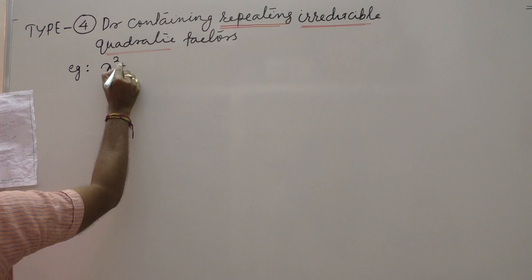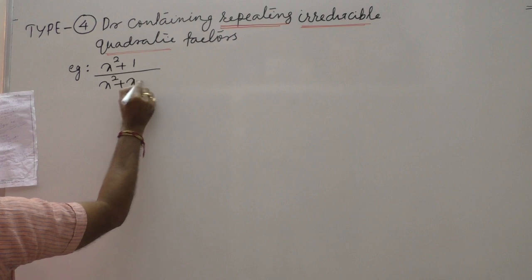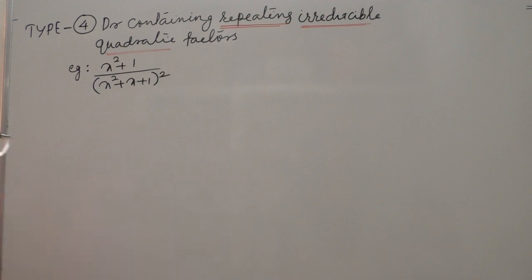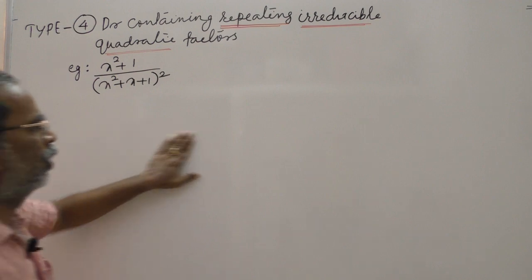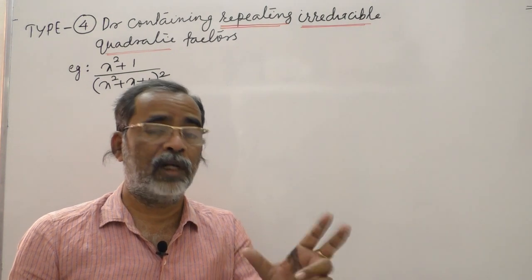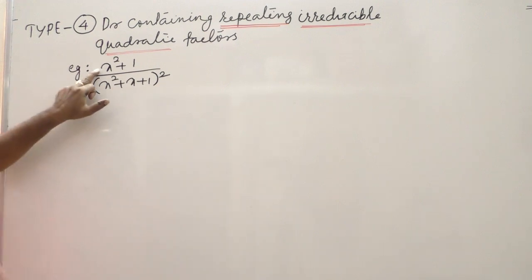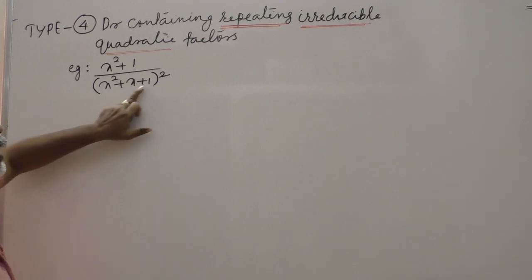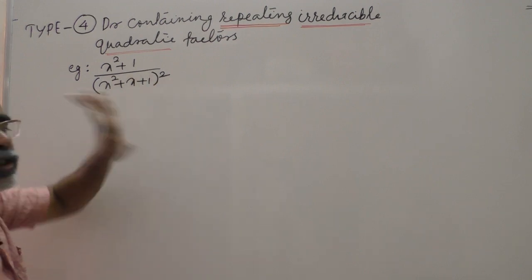X square plus 1 divided by x square plus x plus 1 whole square. Yes. This is a rational fraction. See this. For every problem of partial fraction, first of all we should see the fraction, whether it is a proper fraction or not. See the degree of numerator. Highest term is x square, therefore degree 2. Here x square is there, also whole square, therefore its degree is 4. It is proper.